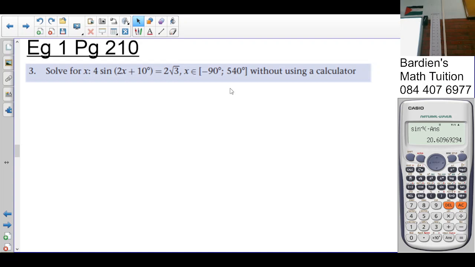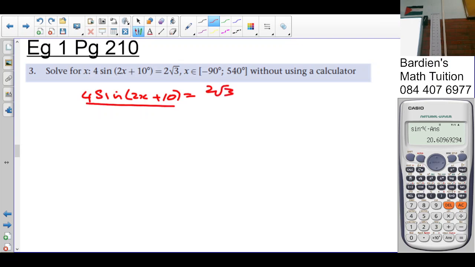Right, so what's the first thing we do? Isolate. So we say sine of 2x plus 10 equals, so we're going to divide by 4 first. So we get sine of 2x plus 10 equals root 3 over 2. But what does that remind us of?